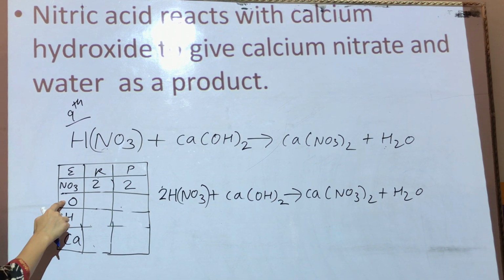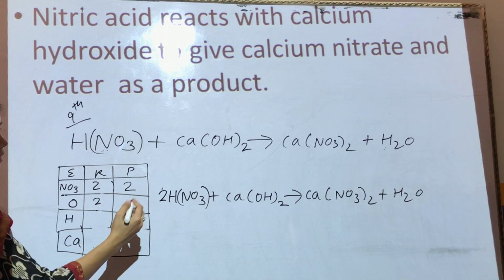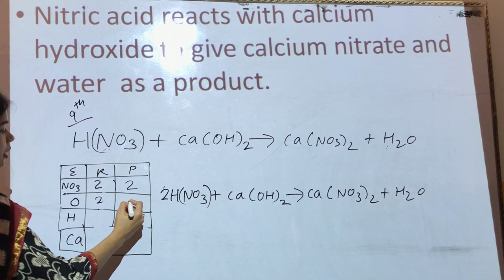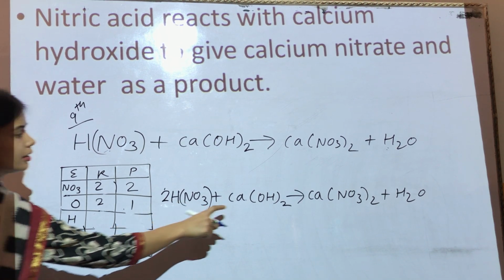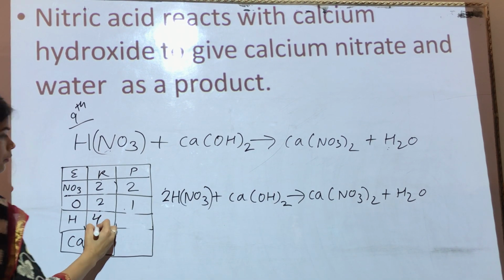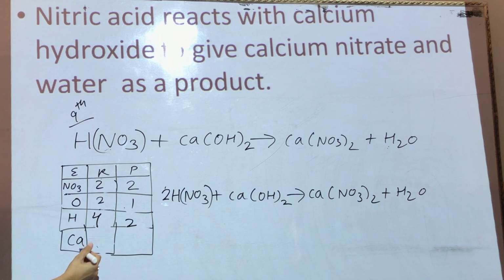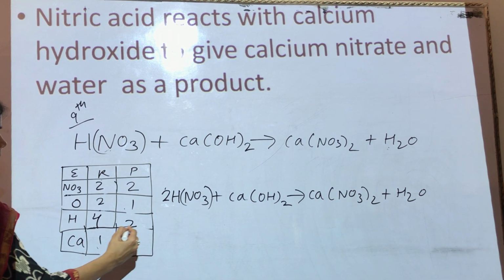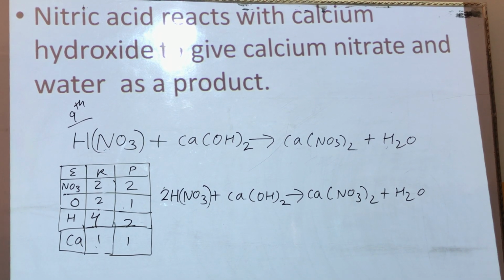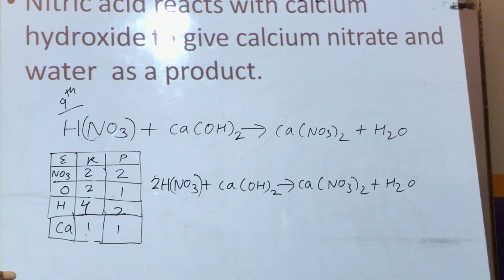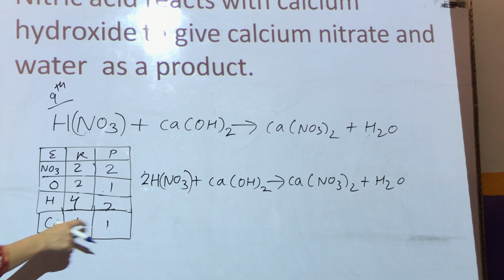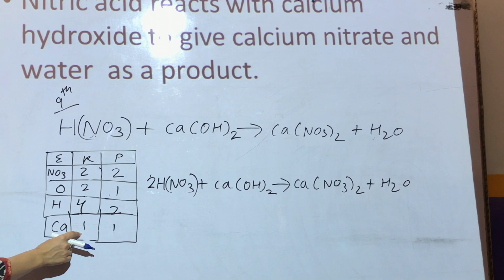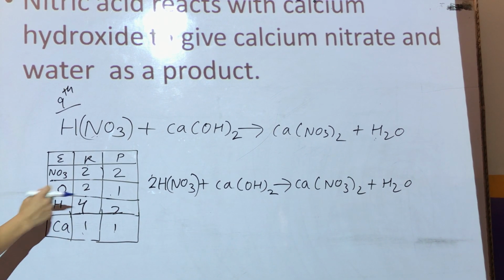Now oxygen, how many for oxygen? 2 and there, how many? 1. Hydrogen 2, 2 here and 2 here, total 4, and there 2. Calcium is 1 and 1. Now which element are we going to balance next? Which one will we give priority? Yes, calcium. But calcium is already balanced. So which one will we go to now? Hydrogen and oxygen. You can take any one.